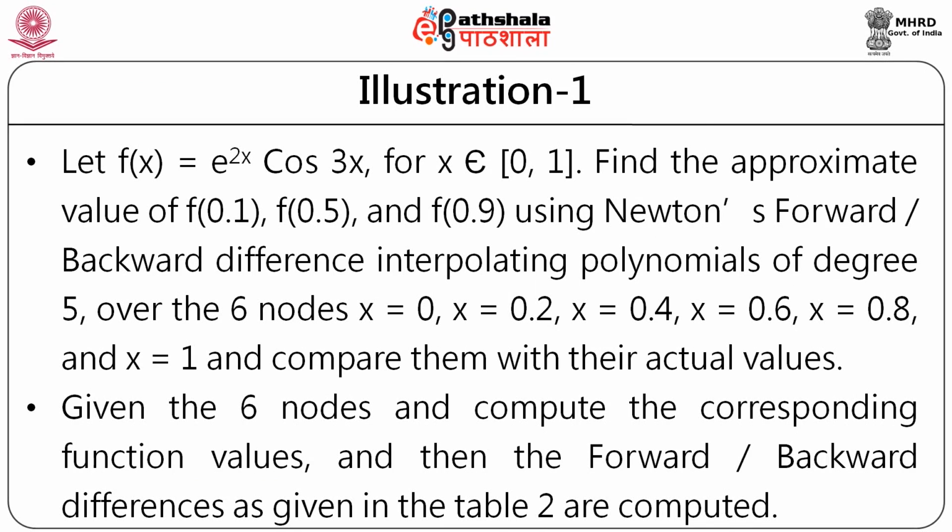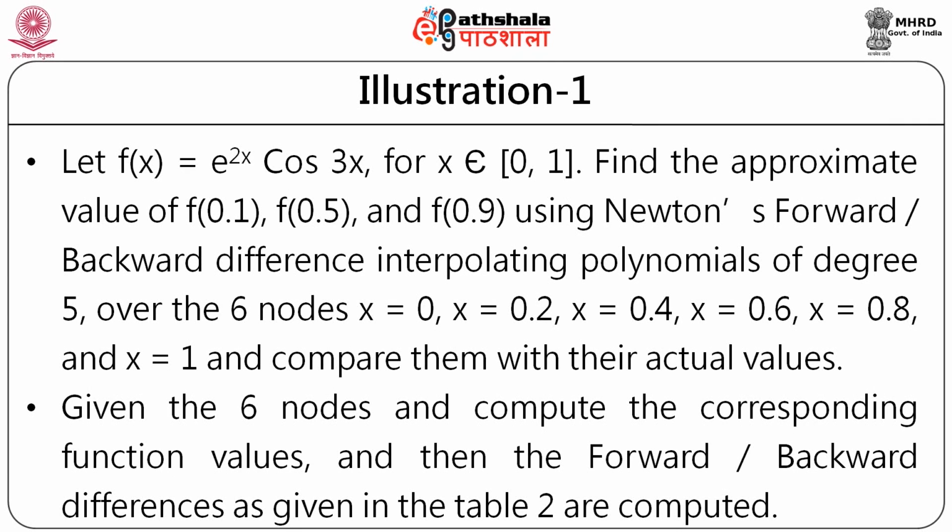Now, we consider illustration 1. Again we consider the same function that we were discussing earlier, f x is equal to e raised to 2 x into cos 3 x for x belonging to 0, 1. Find the approximate value of f 0.1, f 0.5 and f 0.9 using Newton's forward and backward difference interpolating polynomial of degree 5.